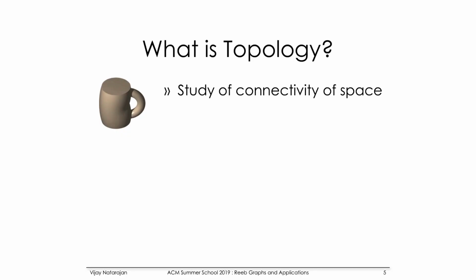So let's understand a little bit about topology as well. You may have heard the term topology. Topology refers to connectivity, how things are connected. If you are a computer science student, you may have heard this in the context of networks. If you are a math student, you have heard this in a more formal sense. So topology is essentially the study of how spaces are connected.